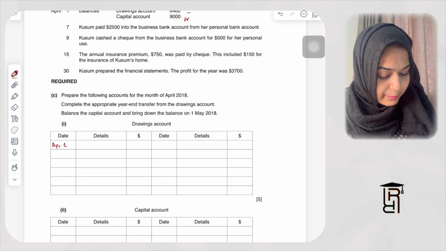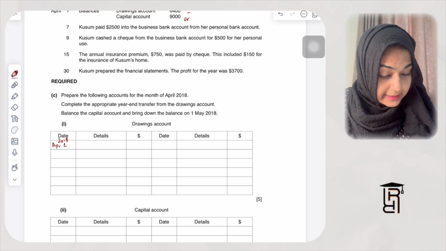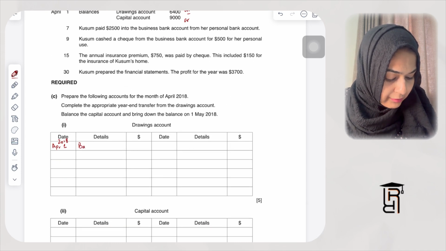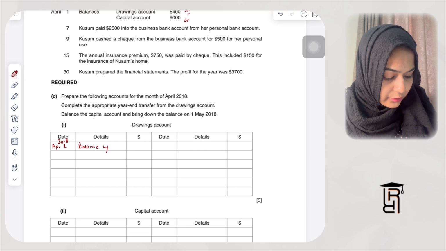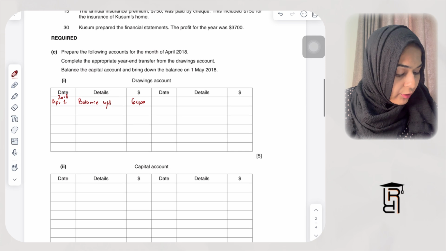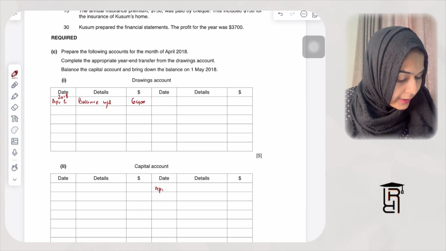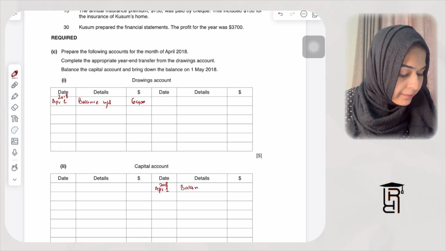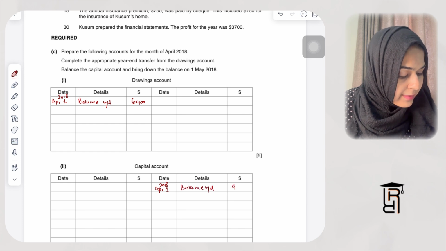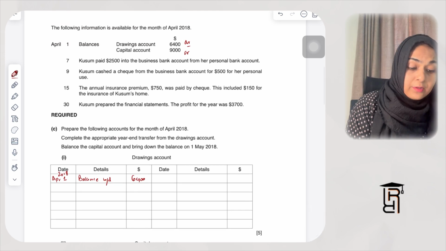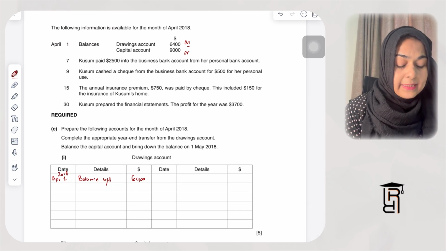So I'm going to write here April 1, 2018 is the year, and then I'm going to write here balance brought down. Balance brought down in the drawings account will be $6,400, and in the capital account again I'm going to write here April 1. On top of it I'm going to write 2018 because that is the year. I'm going to write here balance brought down. Balance brought down for capital is 9,000. So this is basically my opening capital for the month of April.